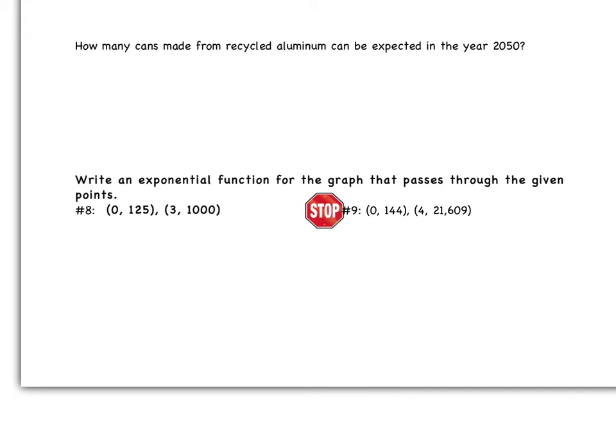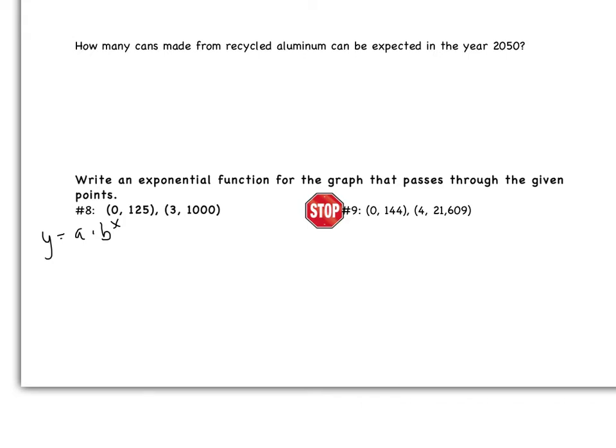So the general form of an exponential function is y equals a multiplied by b to the x. Okay, so x and y are going to stay there because this is an equation. A and b are what we need to substitute for. We are given 2 points that we can use to find a and b.